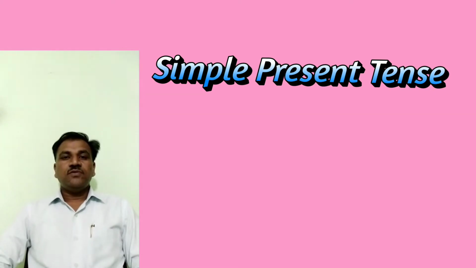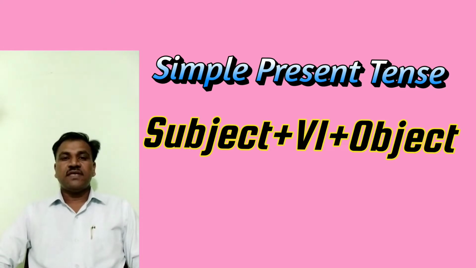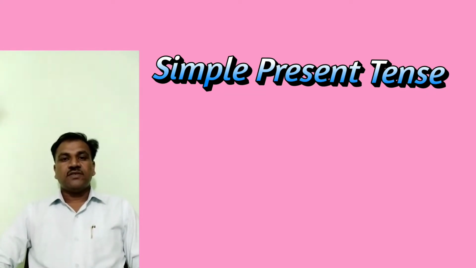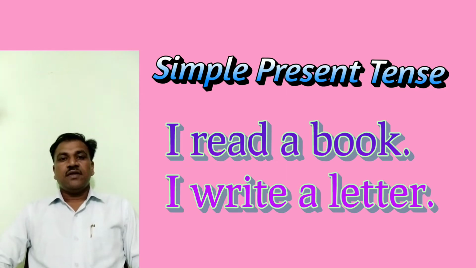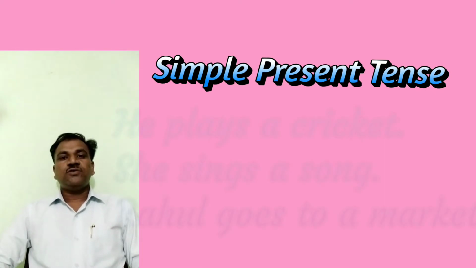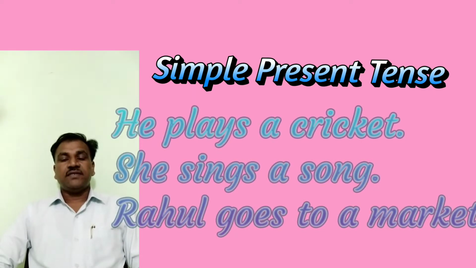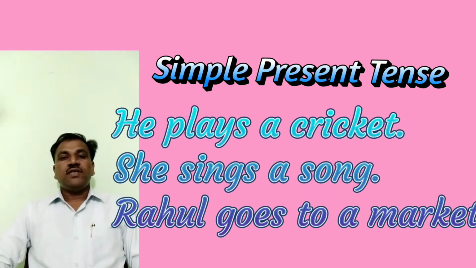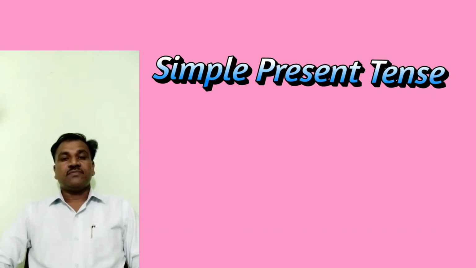If we go to understand the rule of simple present tense, the rule is subject plus V1 plus object. For example, I read a book. I write a letter. He plays cricket. She sings a song. Rahul goes to a market. Rajesh jumps in the river.